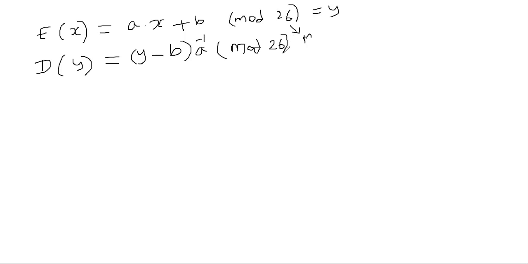Now the question is, suppose you are seeing two pairs of ciphertext and plain text. Let's assume you know X1 gets mapped to Y1, meaning encryption of X1 will give you Y1, and encryption of X2 will give you Y2. This is called a known plain text type attack. You know two pairs of plain text and ciphertext. Can you now find the values for A and B? Those are, remember, the private variables. How do we do that?